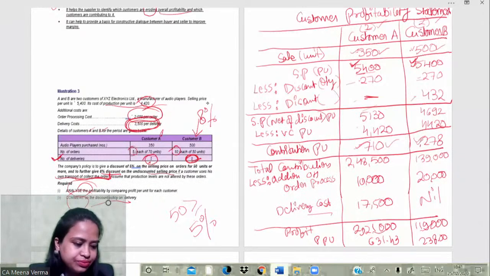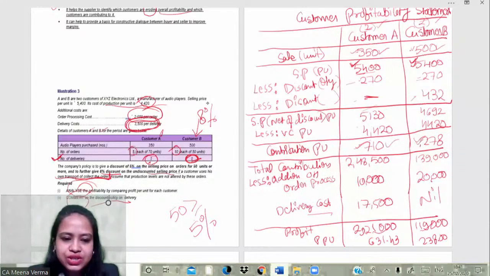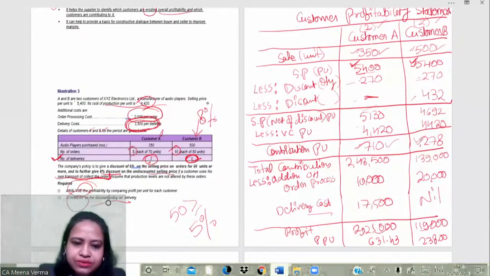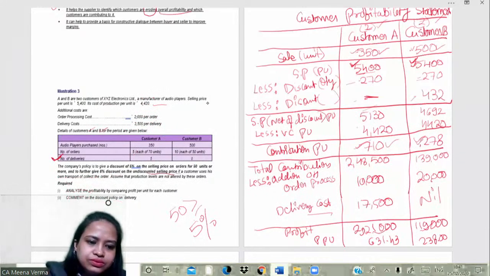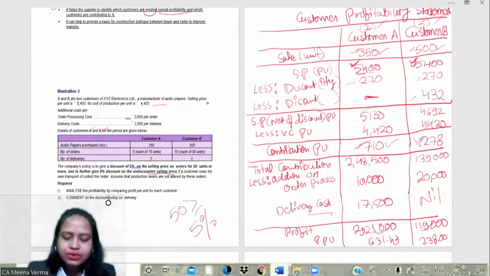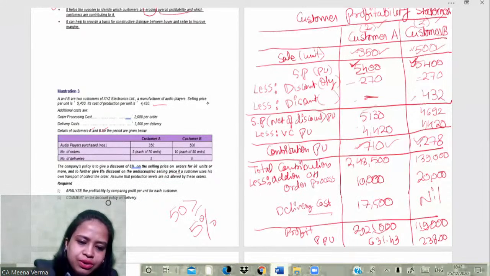Very nice. Analyze the situation. Can you give me the comment on this situation? Comment on the profitability. Can you comment on the profitability?